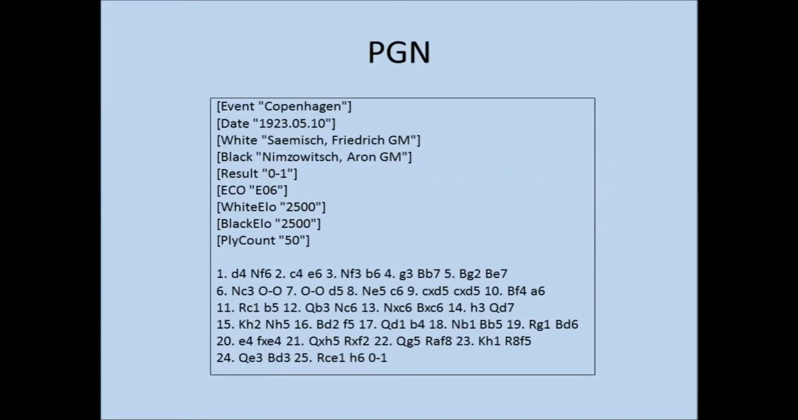So I want to start by describing something called PGN, which stands for Portable Game Notation. Now, PGN is a standard format for recording the moves of a game and other information about the game. It's a plain text format, yet it's machine readable, and a file can contain one or more games. And it's useful for saving and distributing chess games electronically.